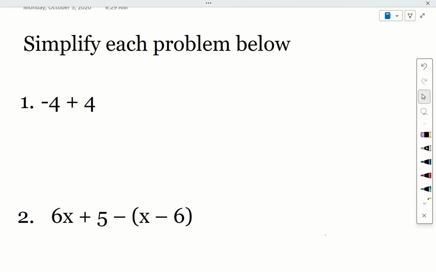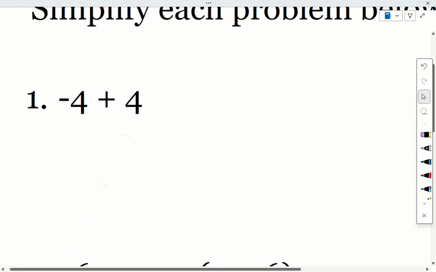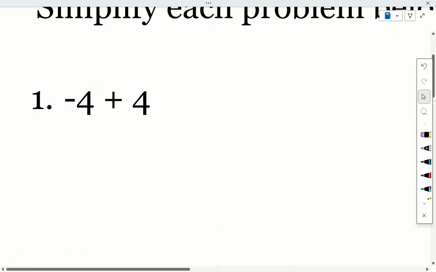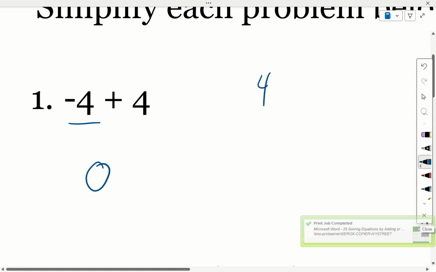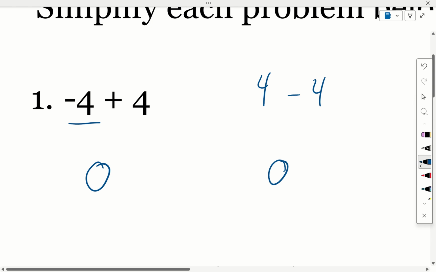Here we go. This is a little warm-up. We're not going to do the whole thing. I just want to highlight a couple things. Number one, we're going to be turning numbers into zero today. So if you're given the number -4 and you want to turn it into a zero, -4 plus 4, we get a sum of 0. If we've got 4 and we want to turn it into a 0, you can subtract 4. 4 minus 4 is 0.